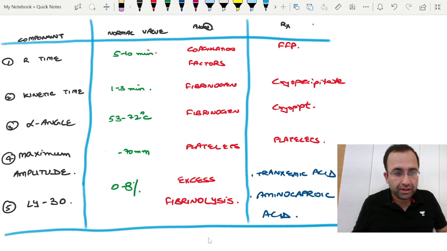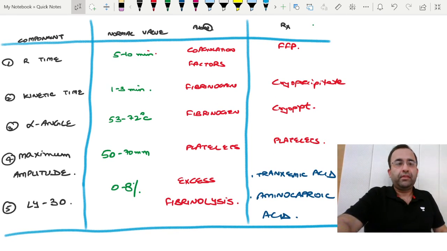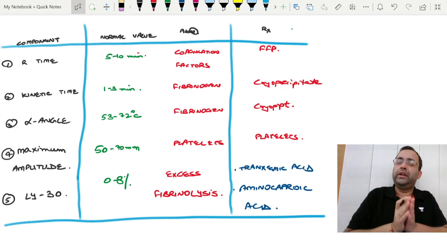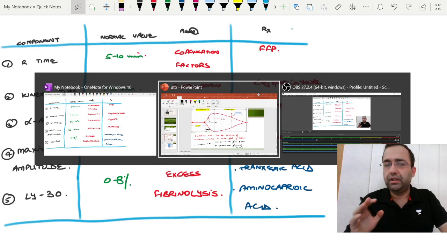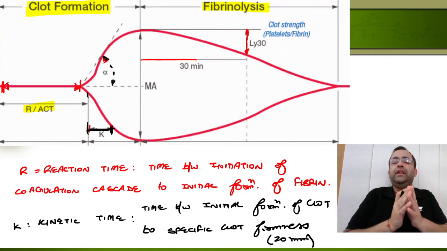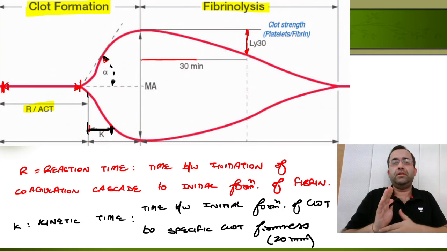Extremely important. Let me write 50 properly. So 50 to 70 mm. This is the master table. Once again, children, have a look. Whenever a question comes on TEG, it is looking at the entire coagulation pathway. Secondly, it is evaluating both clot formation as well as fibrinolysis.